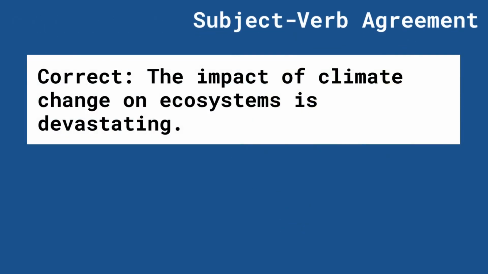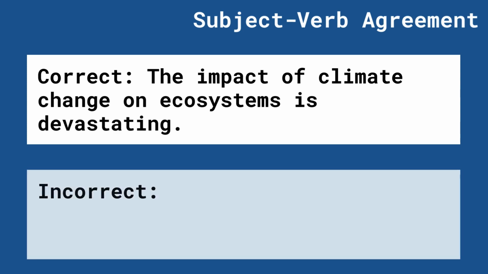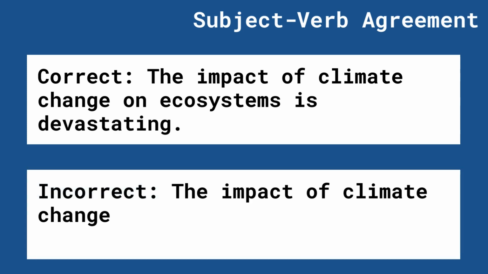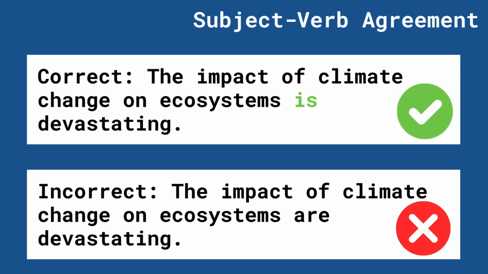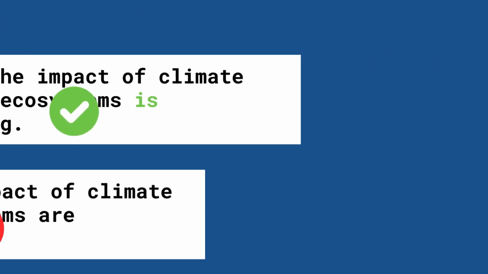Example. Correct: "The impact of climate change on ecosystems is devastating." Incorrect: "The impact of climate change on ecosystems are devastating." In this example, there's a mismatch between the singular subject, impact, and the plural verb, are. It should be "is" to maintain the subject-verb agreement.